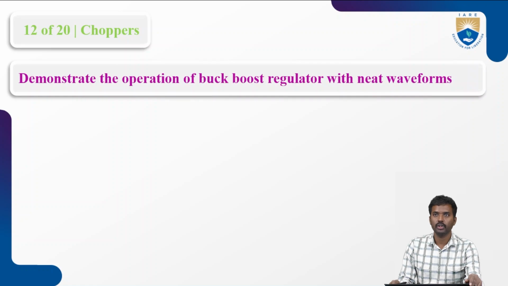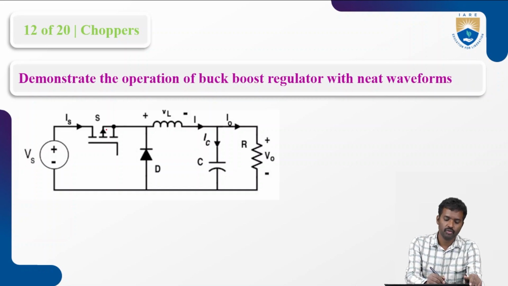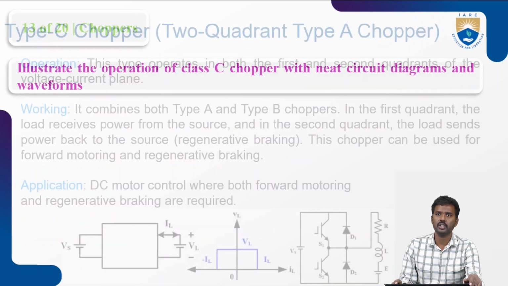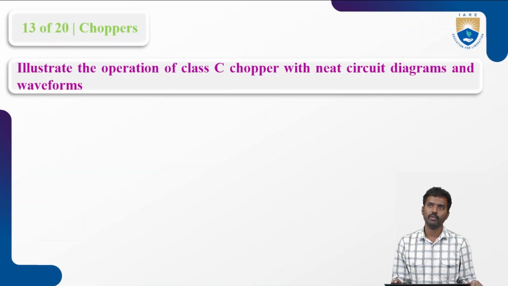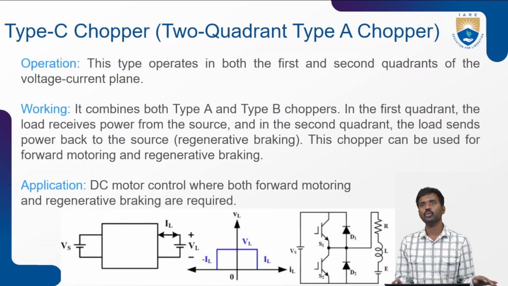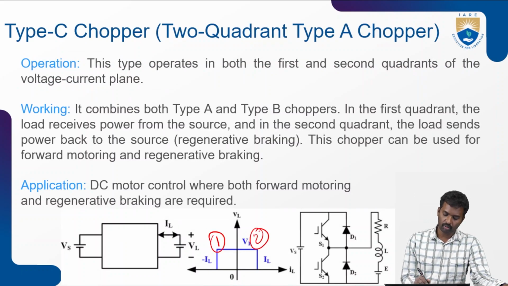Demonstrate the buck-boost voltage regulator with a neat diagram. Here this is the switch and this is the inductor, and I think this diagram is wrong. We already discussed the buck-boost converter diagram. And now class C chopper: explain the operation of the class C chopper with neat diagrams and waveforms. First, the class C chopper is a two-quadrant chopper that is operated in the first quadrant and second quadrant.